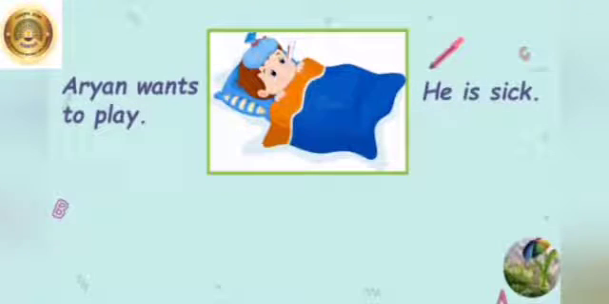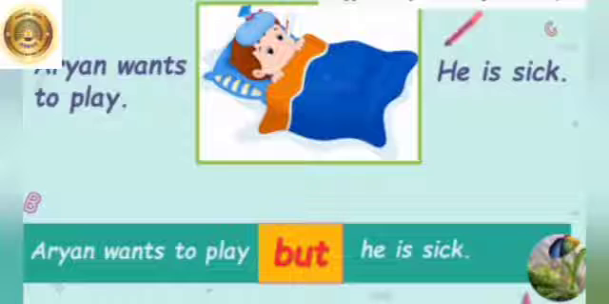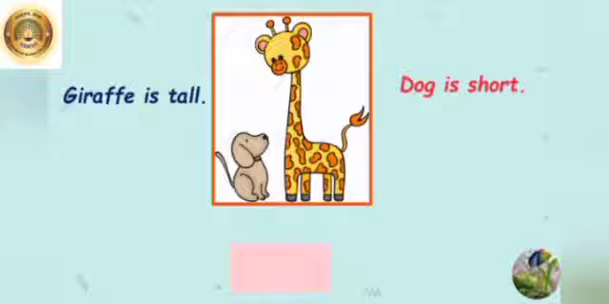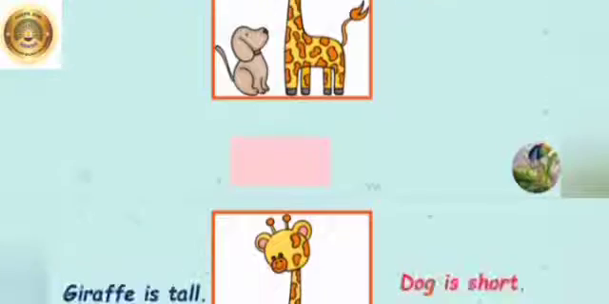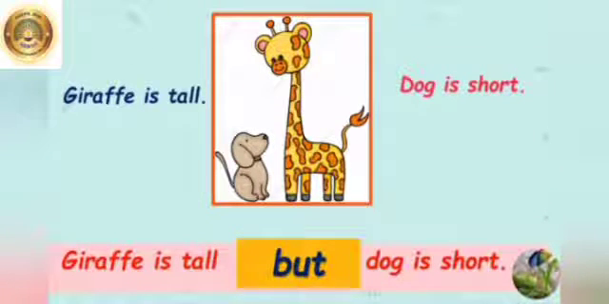Second example, Aryan wants to play. He is sick. So let's combine the sentences into one. Aryan wants to play, but he is sick. Third example, giraffe is tall, dog is short. Here we are talking about difference of height. Hence our sentence would be: giraffe is tall, but dog is short.